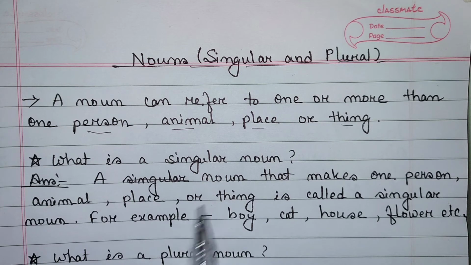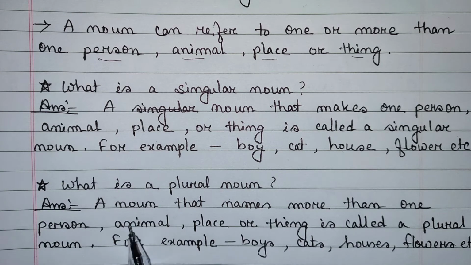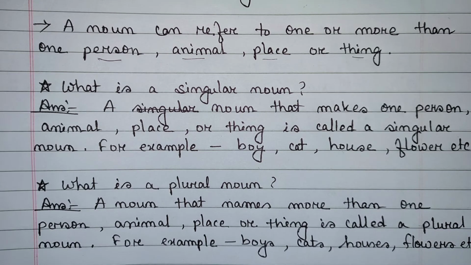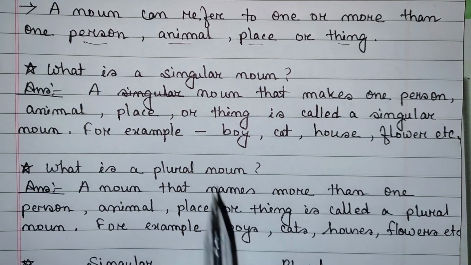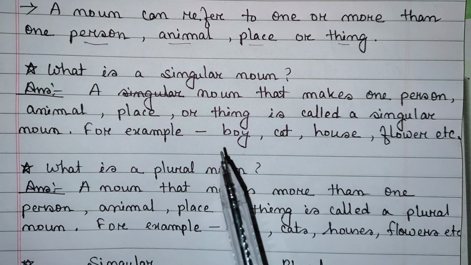Only one thing, okay, one person, one animal, one place, etc. So for example, a boy, a cat, a house, a flower, etc. So these are singular noun examples. Okay, next is, what is a plural noun? A noun that names more than one person, animal, place or thing is called a plural noun. For example, boys, cats, houses, flowers, etc. So first the example is boy. It's a singular noun. And after that, the plural form of boy is boys.